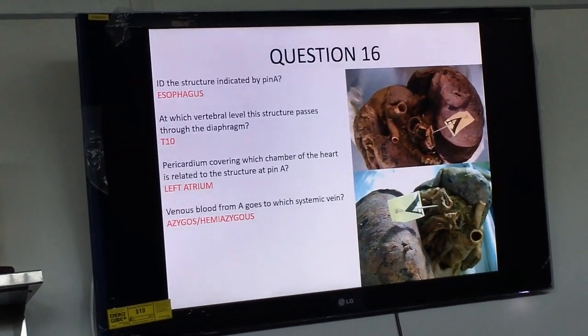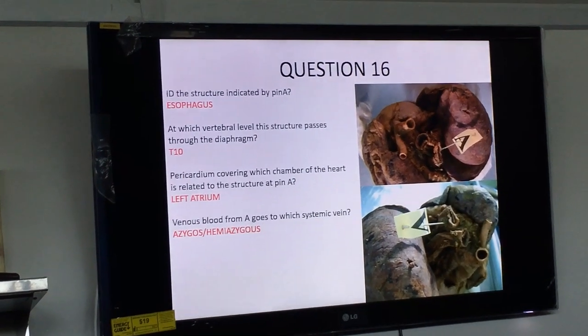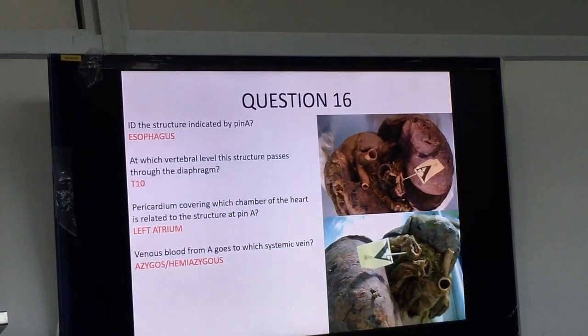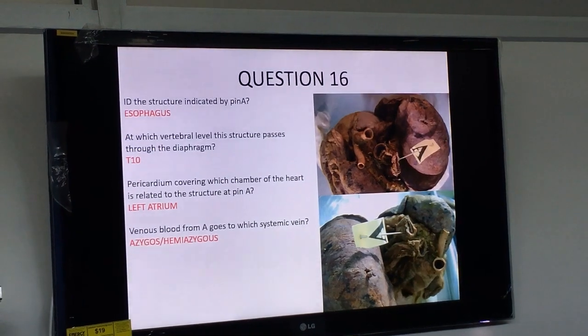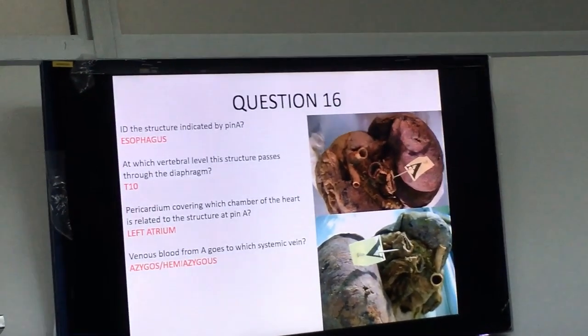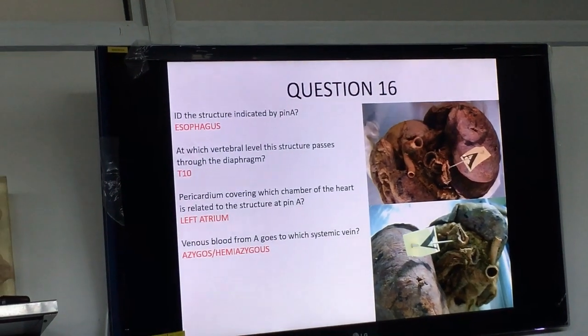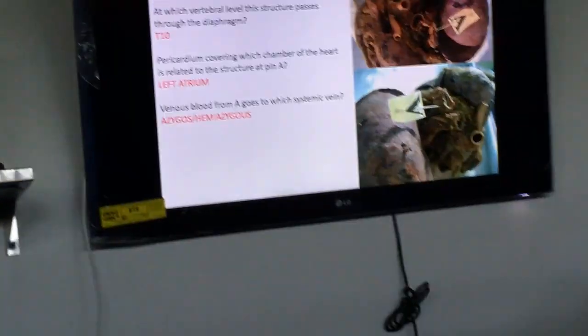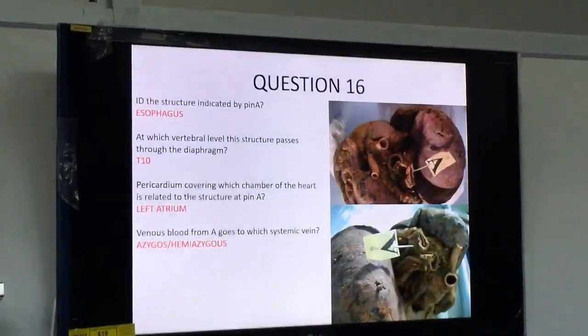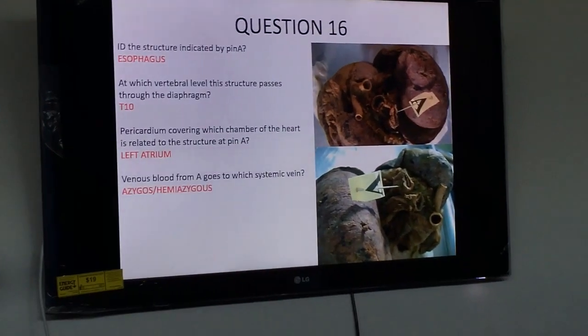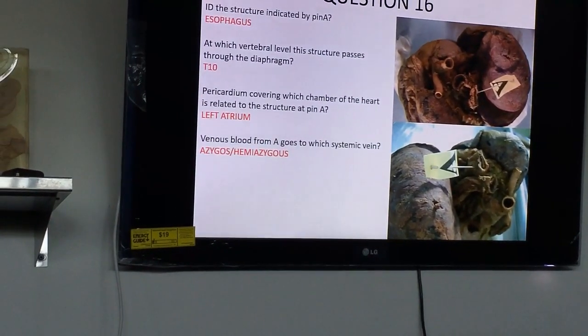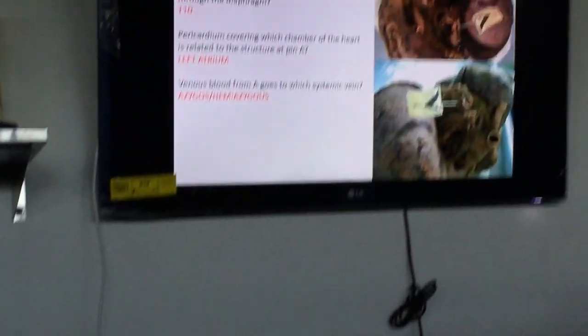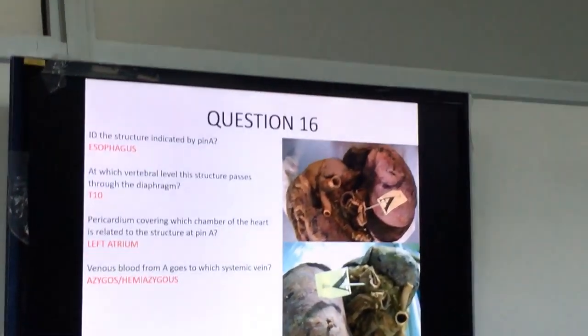At which vertebral level does this structure pass through the diaphragm? And the answer is there for you to see. So these are the things they're going to ask. This is a nice question. The pericardium covers which chamber of the heart that is related to structure A? In other words, structure A is an important posterior relation of which chamber? And that's the left atrium. Okay? Left atrium. And that's the whole genesis of heartburn when you get esophageal reflux, right?